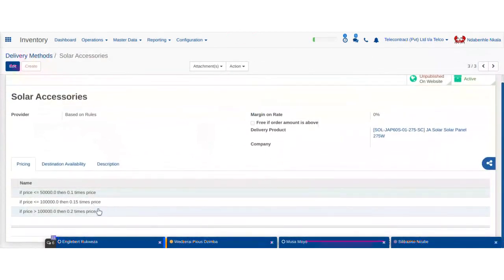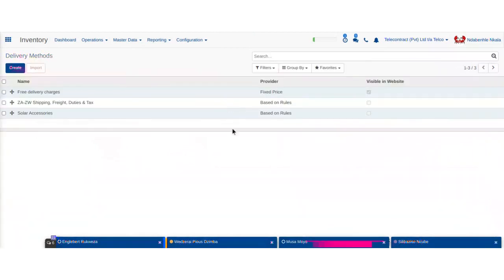Okay. So you see this one takes a formula, and it says if the price is equal to or more than 50,000, then 0.1 times the price. This is how we are calculating the delivery cost. But again, as I said, for us right now, it's not been a very big area, but the functionality and capability is there. So it's important for you to know that.